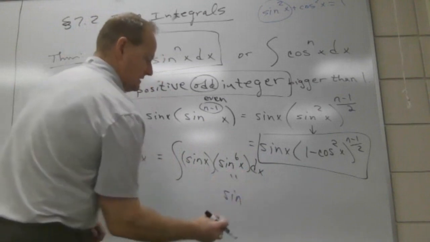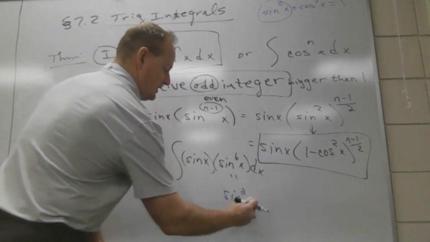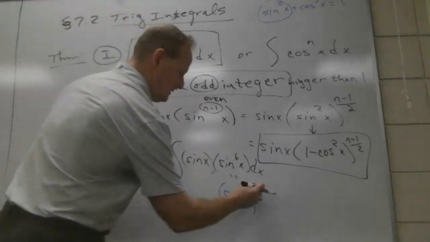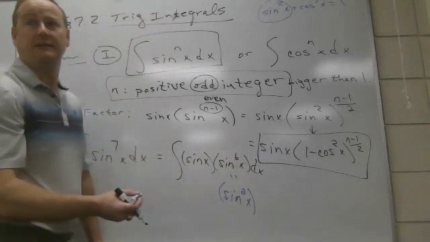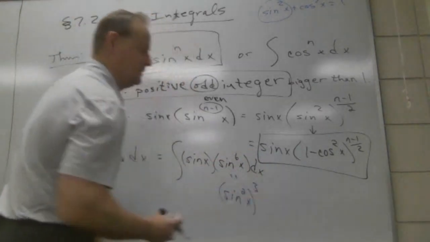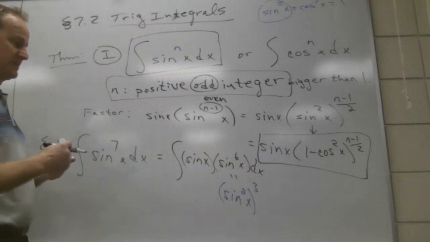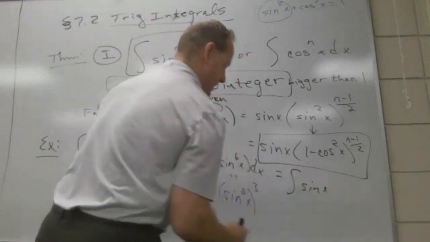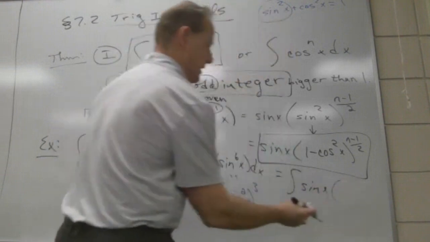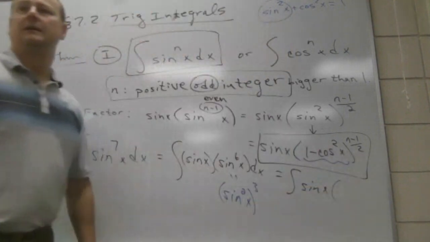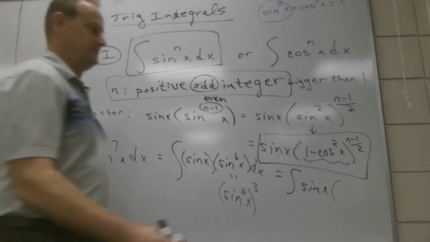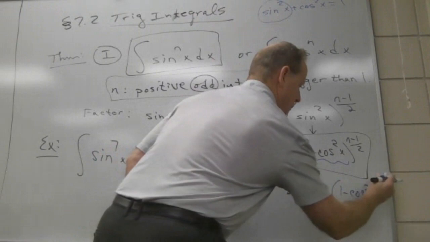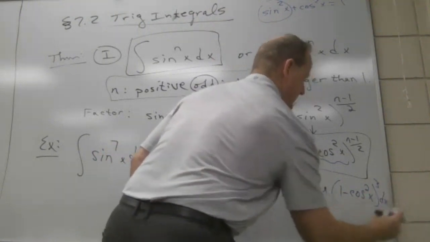I want to write that as sine squared of x to whatever power it would be. And what would it be? It'd be half of the 6, right? So sine squared quantity cubed. And then instead of sine squared, how do I want to rewrite this? So I've still got my sine x that I pulled out, but instead of sine squared, what do I want to put in? 1 minus cosine squared, right? So it's 1 minus cosine squared x, quantity to the 3rd power with respect to x.